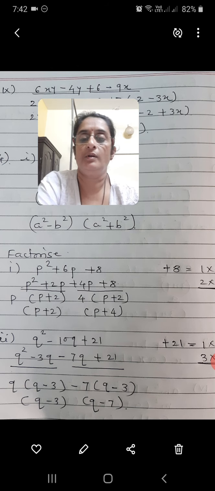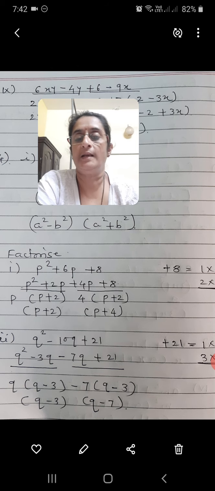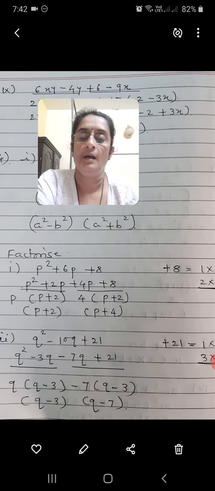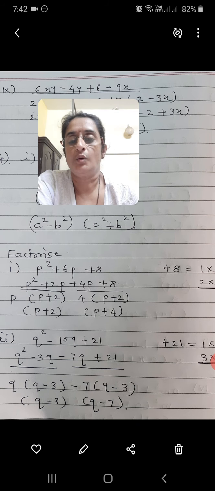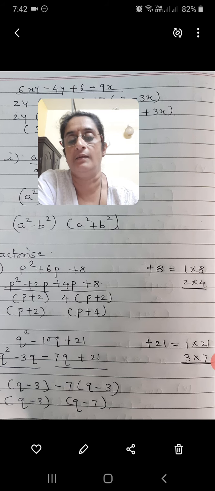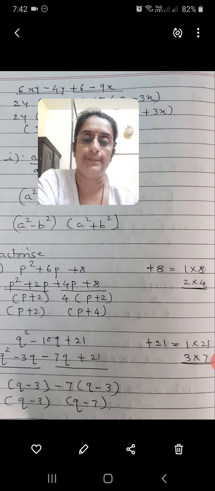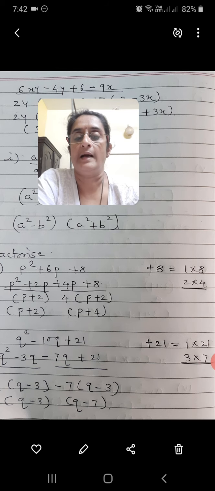Let us do one more question from that: q square minus 10q plus 21. Now we have to split the middle term because only 3 terms are there, and there is nothing common between them. So minus 10 should be the answer when you split the term. Now see the factors of 21. What is the constant there? 21. So what are the factors of 21? 1 into 21 or 3 into 7. Here the addition or subtraction should be minus 10.